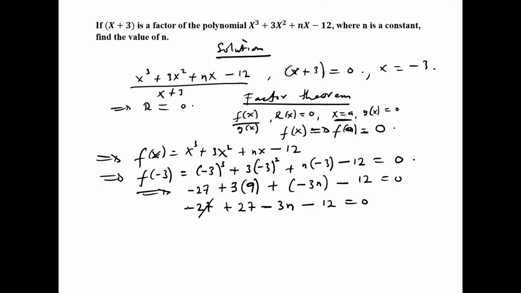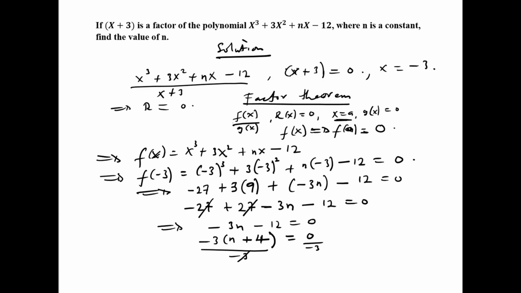Minus 27 will cancel plus 27, and this now implies that we have minus 3n minus 12 equals 0. So what is common here? We have minus 3 as a common factor. Take minus 3 out, so this will be n plus 4, close your brackets, equal to 0. So divide both sides by minus 3.